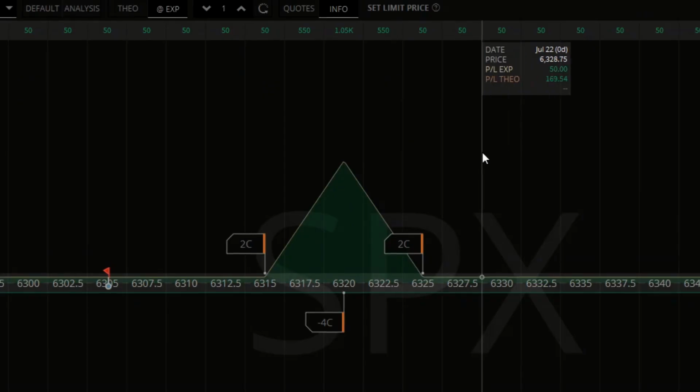If you're converting from a debit spread and then selling a credit spread to convert to a butterfly, you need the credit to be greater than the debit. That's how you get risk-free.